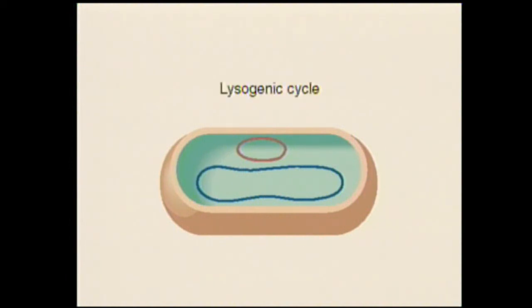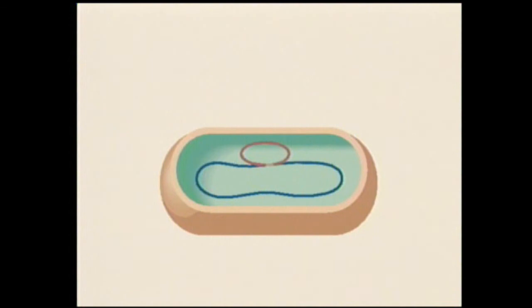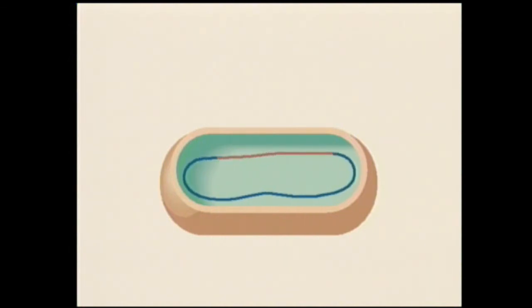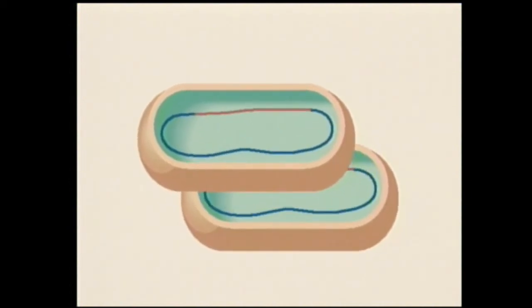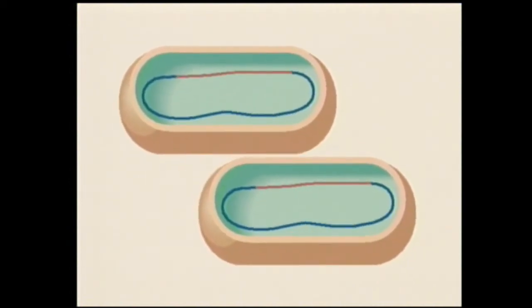In the lysogenic cycle, the virus does not immediately kill the host. Instead, the viral DNA is incorporated into the host cell's DNA. The cell is now called a lysogenic host cell. The incorporated viral DNA is called a prophage. The viral DNA is dormant in the prophage form. The lysogenic host cell reproduces normally, replicating both its own DNA and the prophage.